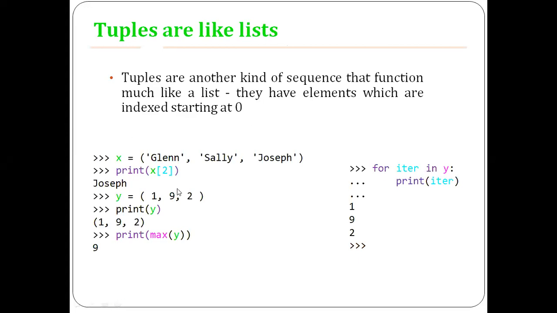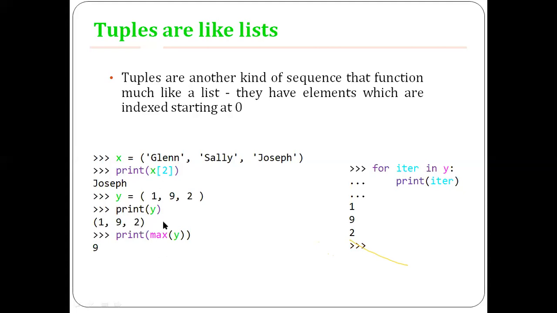So look at the example here, x equal to Glenn, Sally, Joseph, right? And print x of 2, so that is the second element in the list or in the tuple, that is Joseph, that will get printed on the terminal, and y is equal to 1, 9, 2. So when you print the tuple y, it gets printed as 1, 9 and 2.